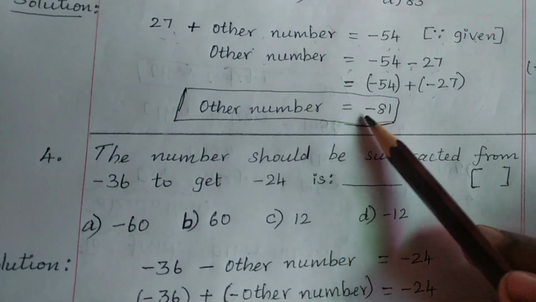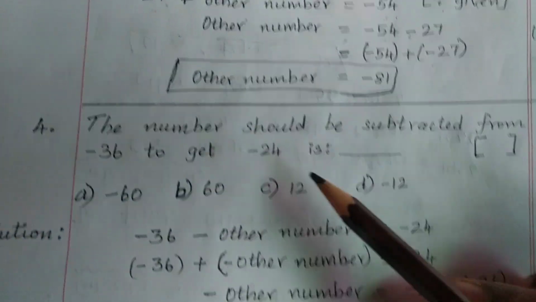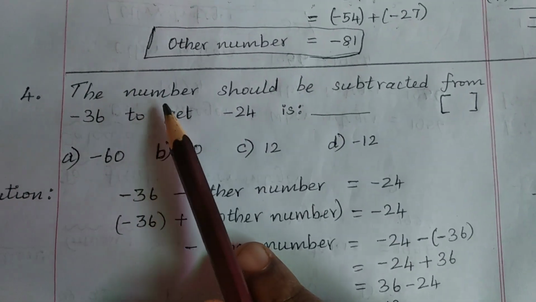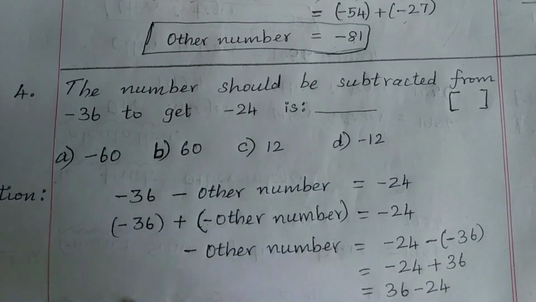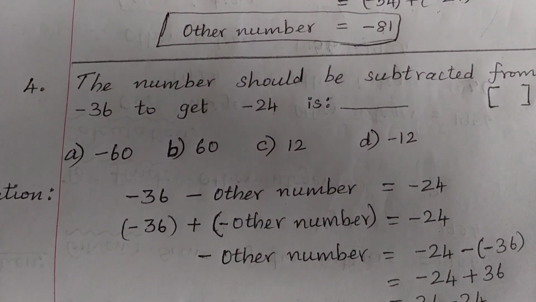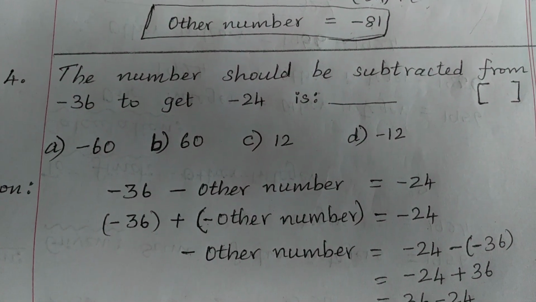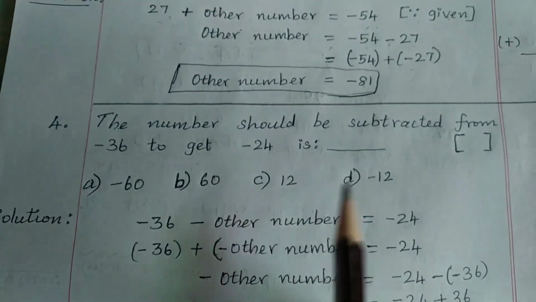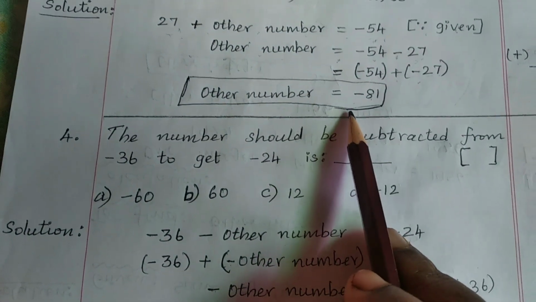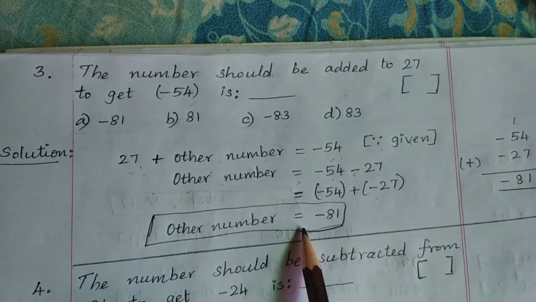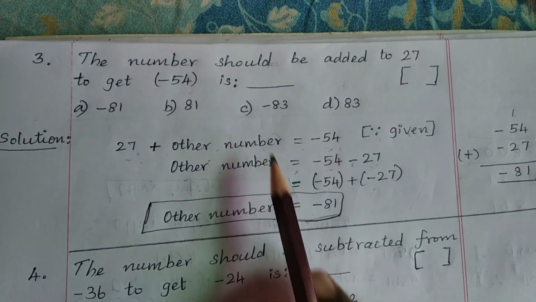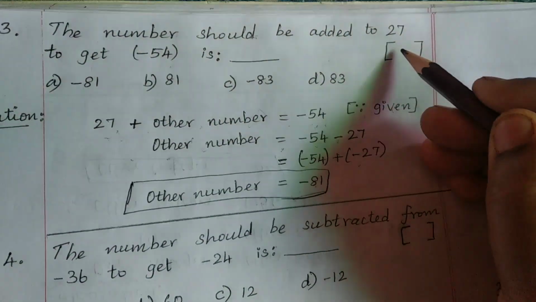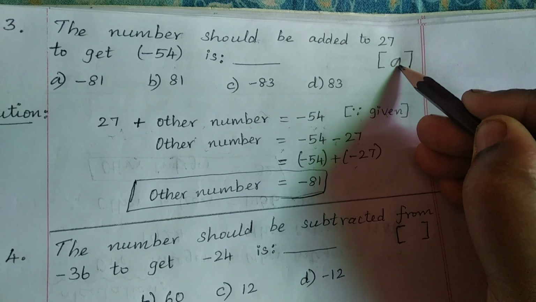So the other number is equal to minus 81. In the same way, the number that should be subtracted from minus 36 to get minus 24 is dash. Four options are given. See, we have chosen the option for answer to question number 3. Minus 81 is in option A. So write A.